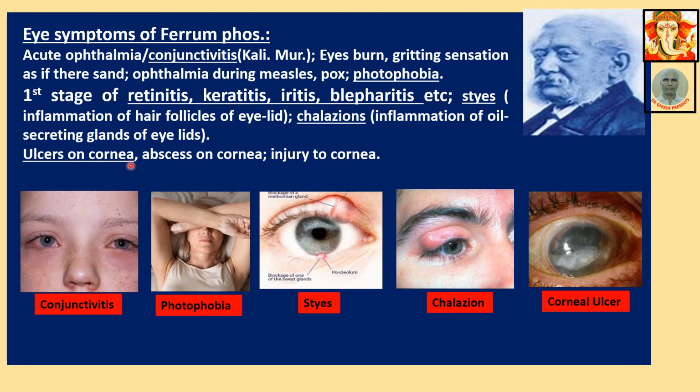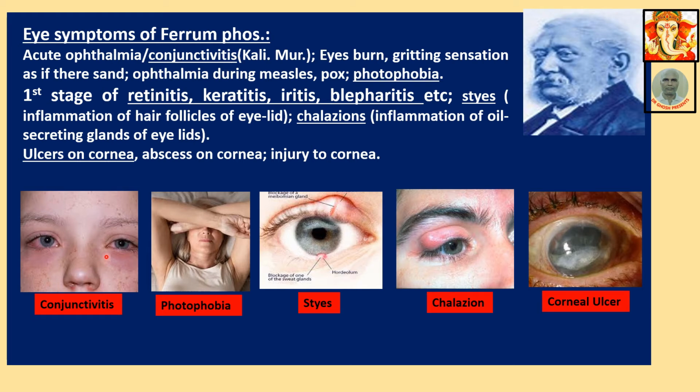Ulcers on cornea, abscess on cornea, injury to cornea. Note this thing: corneal ulcers may occur from injury also. First stage of injury, FERRUM PHOS is the medicine. First stage of the abscess on cornea, in this FERRUM PHOS is the medicine. Ulcer also, if it is in first stage, mind it, FERRUM PHOS always acts in first stage.